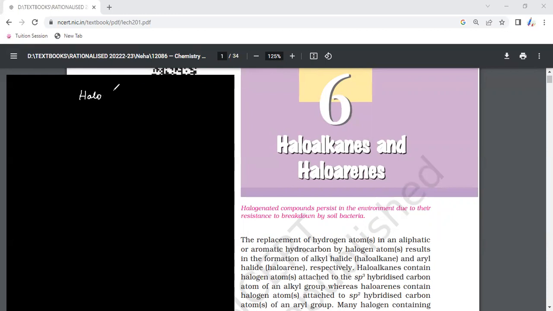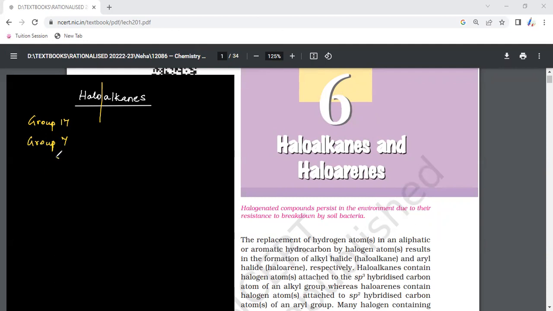Just have a look at what I am writing on the board. Haloalkanes. The answer is found in the word itself. Halo tells us about... it could be any atom of halogen. You know pretty well that the halogens belong to group 17 in the long form of the periodic table, group 7 in the short form of the periodic table.